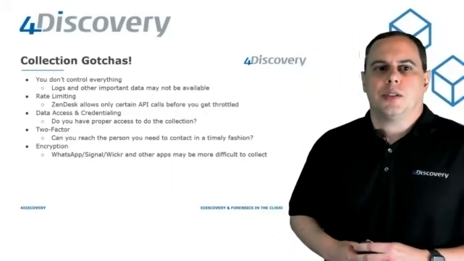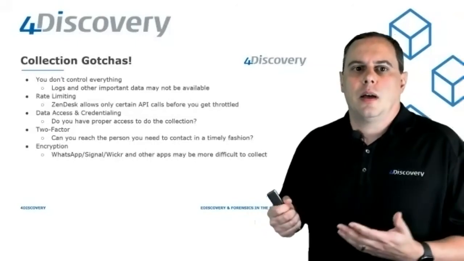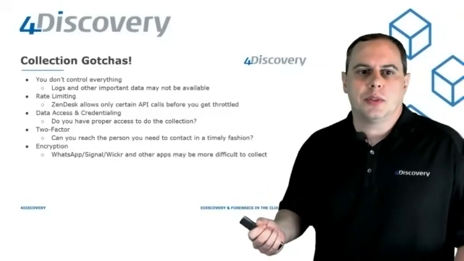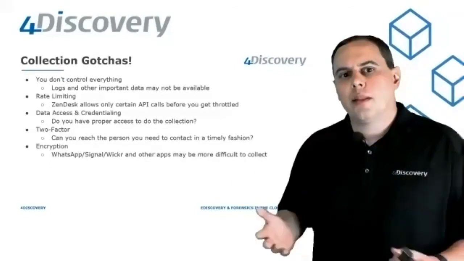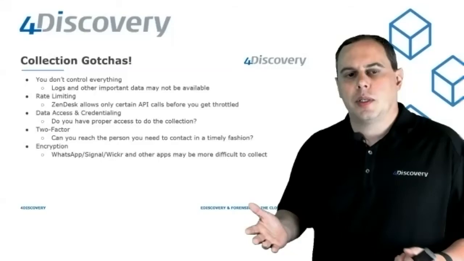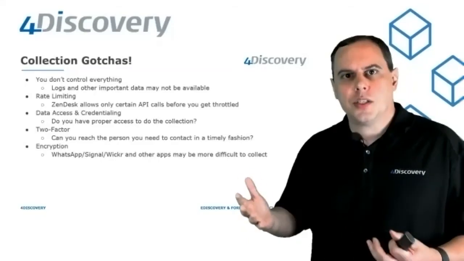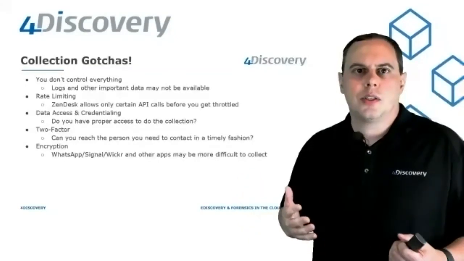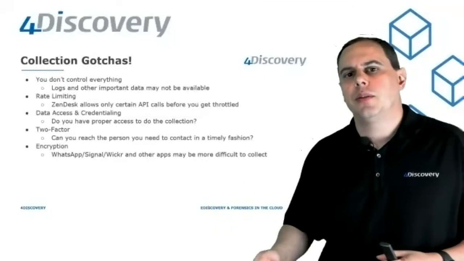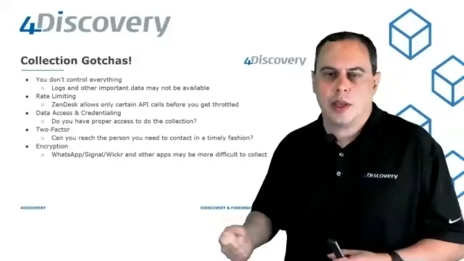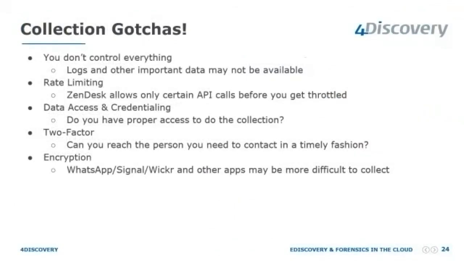Some collection gotchas. So obviously you don't control everything. Logs and other data may not be available to you. You're also probably going to run into some rate limiting or throttling problems. Zendesk, which is like a ticketing system that's stored in the cloud, is notorious for this. You can utilize their API, but you're going to be limited to a certain number of requests. If you're downloading data from Gmail, for example, you may only get a certain amount of messages per day.